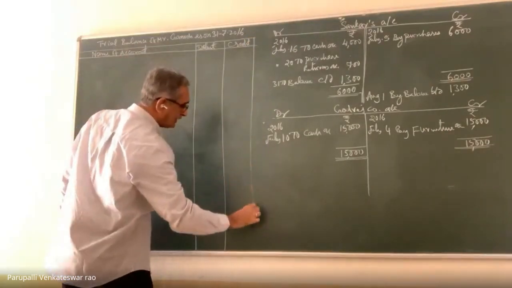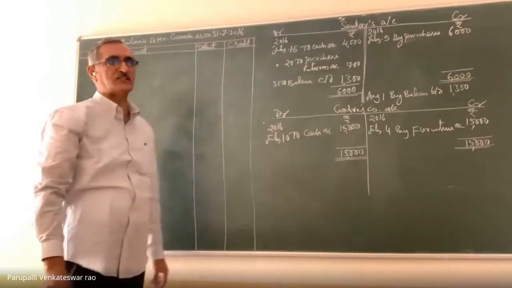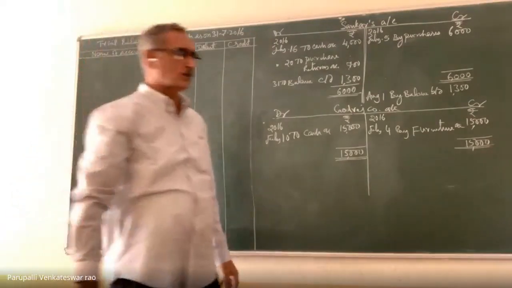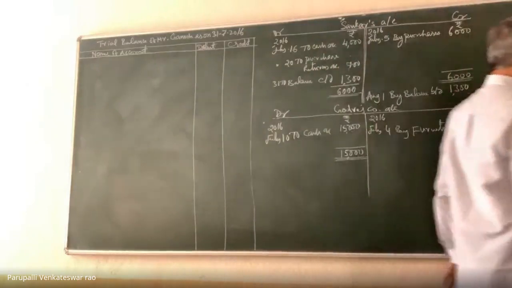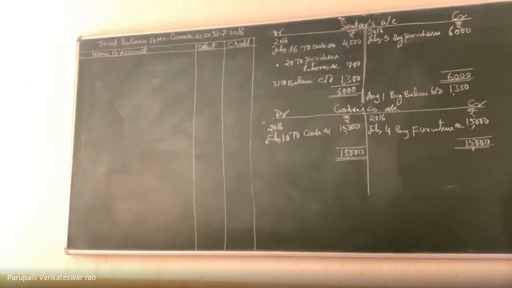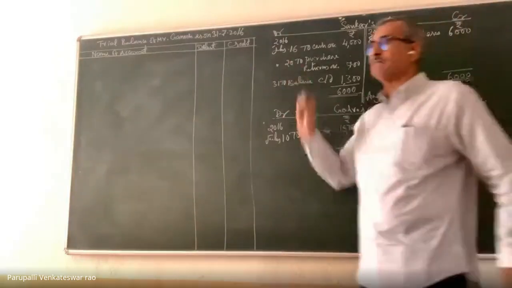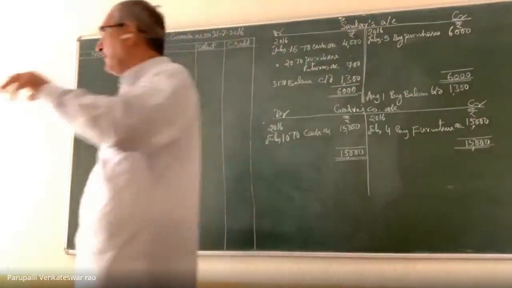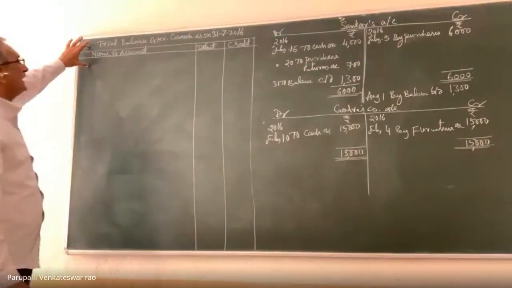How many accounts? There may be 19 or 20 accounts in this problem. You have to prepare about 19 or 20 accounts. A few of them I have already prepared. The remaining you have to prepare at home. I will write one by one. So the first column is meant for the name of the account.